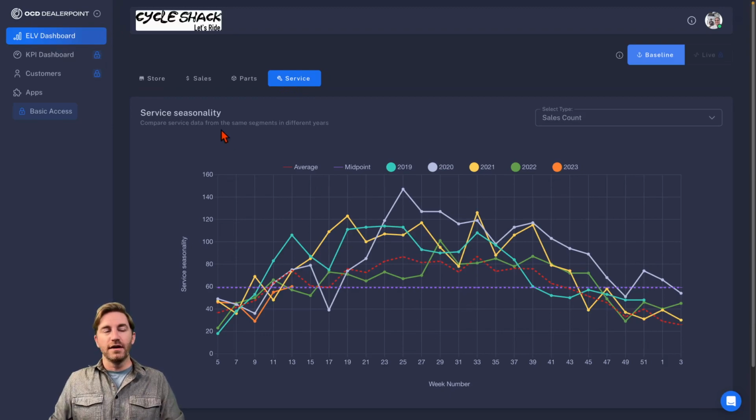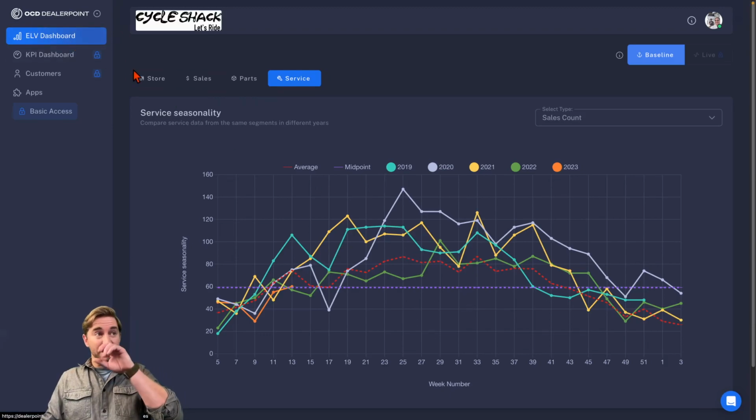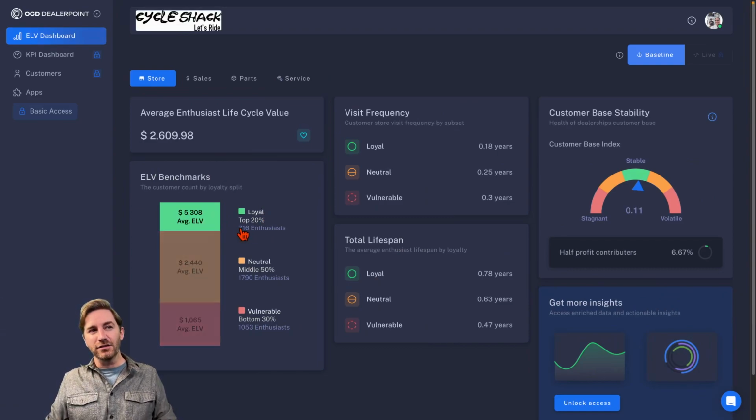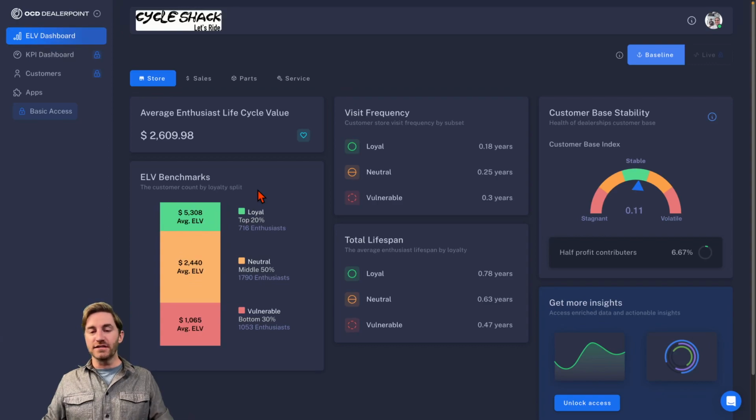Now, one thing I want to point out when we go back to the ELV dashboard, just to these benchmarks, I've had a lot of dealers ask me, well, who are these 716 customers? If I know who they are, I can call them, we can engage with them more. Well, in order for us to get that information, we need a lot more data. And we can't do that just through pulling reports. It's way too complicated. So, what we're doing is connecting API into your system, which means that we can get information directly out of your system and provide that back to you.